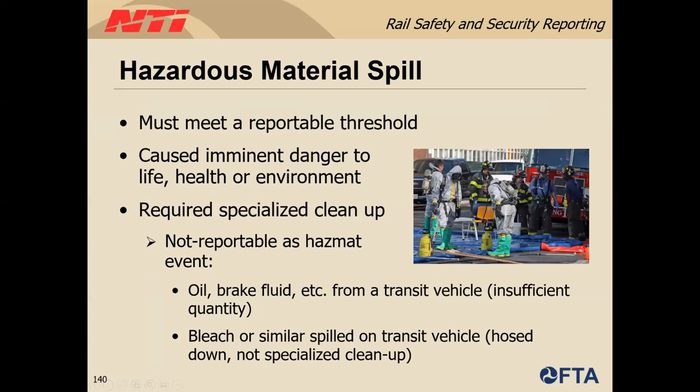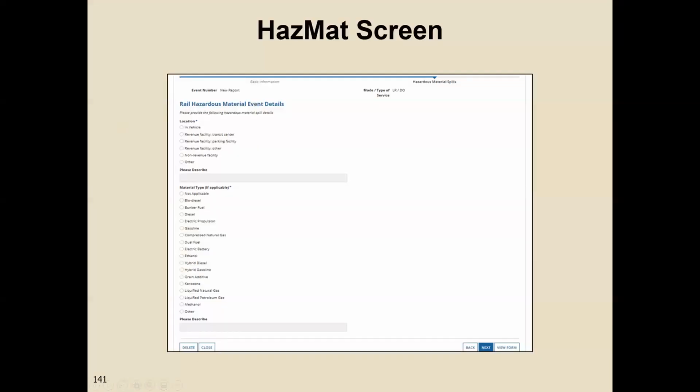When reporting hazardous material spills, the spill must meet a reportable threshold and have caused imminent danger to life, health, or environment, and required specialized cleanup. A couple of examples of what is not reportable as a hazmat event are listed below. Here's a screenshot of the hazardous material spill screen. Notice you report the location of the spill and the type of material spilled.